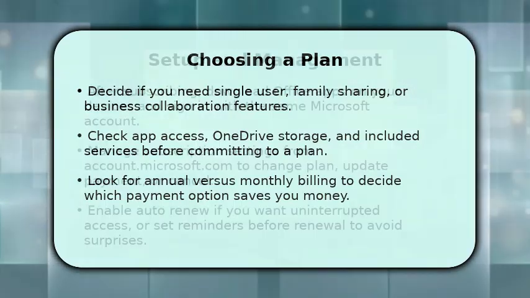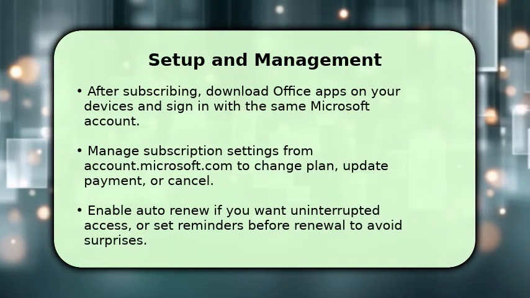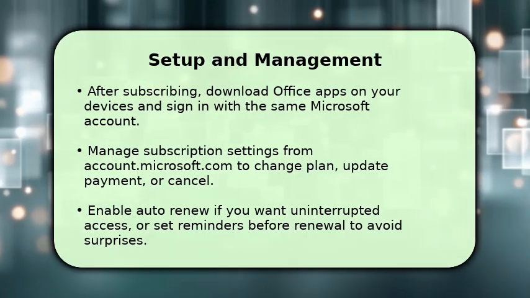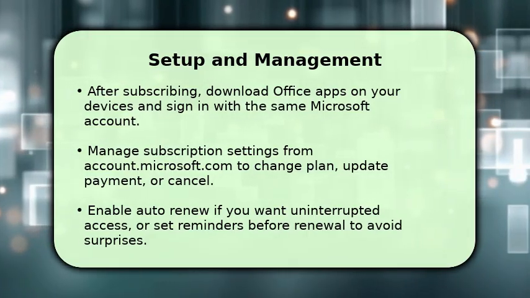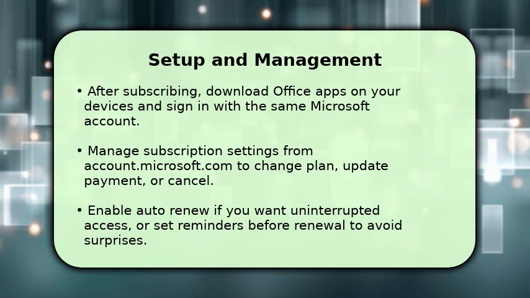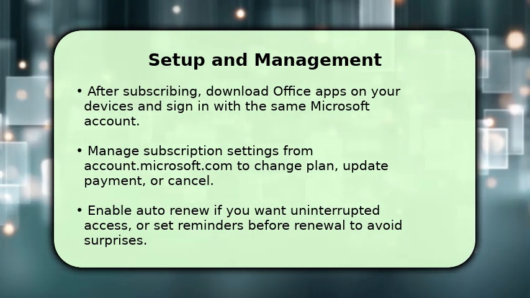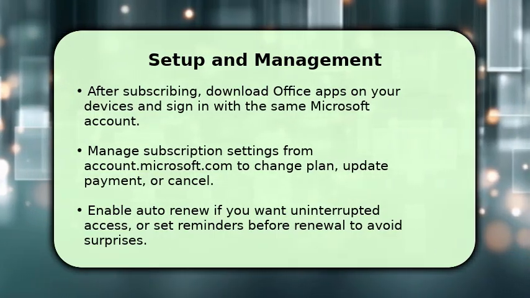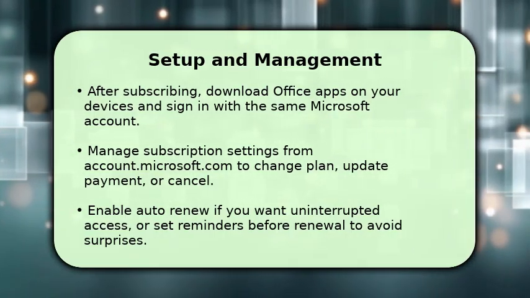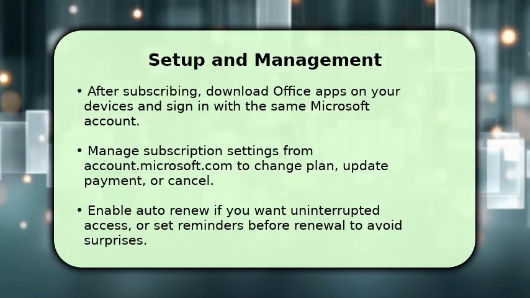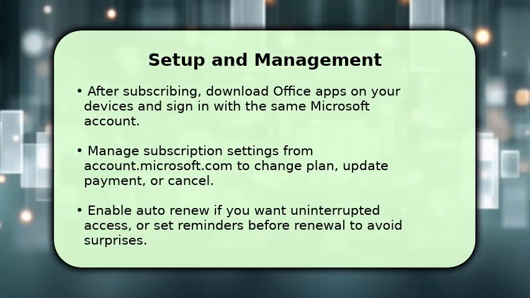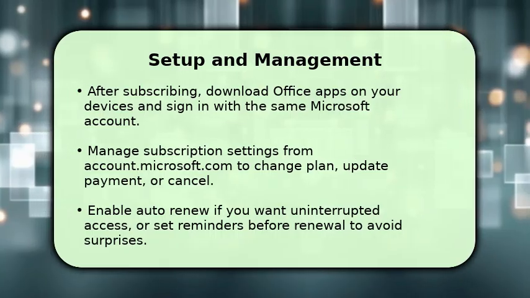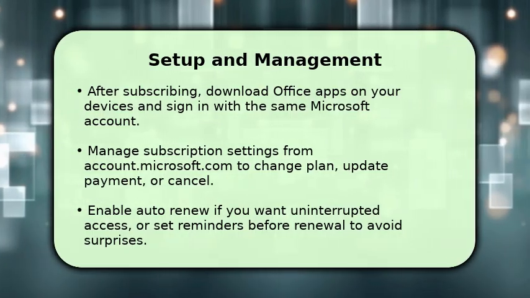Once your subscription is active, install Office apps on your PC, Mac, tablet, and phone and sign in with the same Microsoft account to sync settings. Visit your Microsoft account page to view billing details, change plans, add users, or update payment information. You can enable auto-renew for convenience or turn it off, and set a calendar reminder to decide before renewal. Managing everything from one account keeps access smooth and organized.